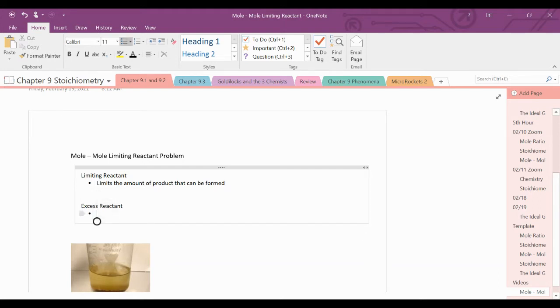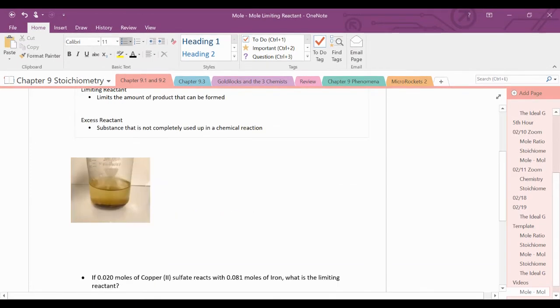And so in a chemical reaction, you can also have an excess reactant. This is the substance that is not completely used up in a chemical reaction. And so when we've been doing the problems up to this point, we've given you the limiting reactant. We've been basing our calculations off the limiting reactant. And many of the problems say that you have one of the reactants in excess.